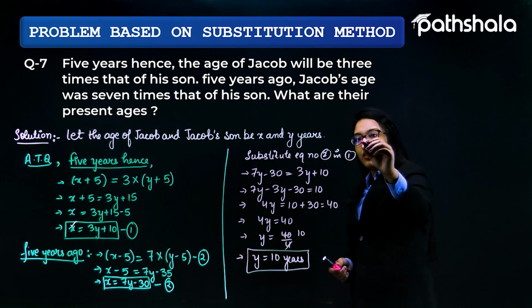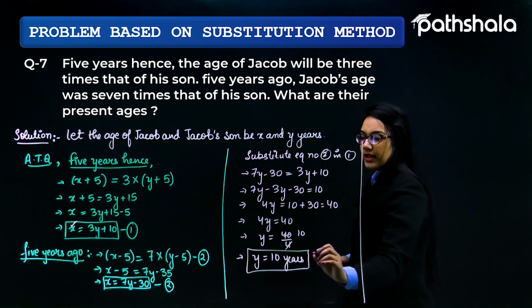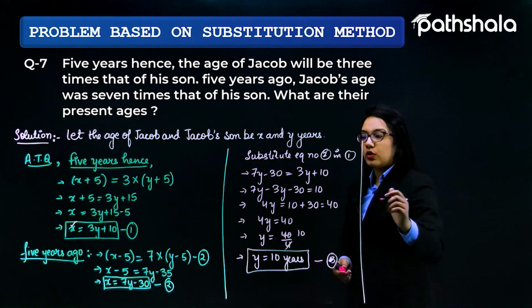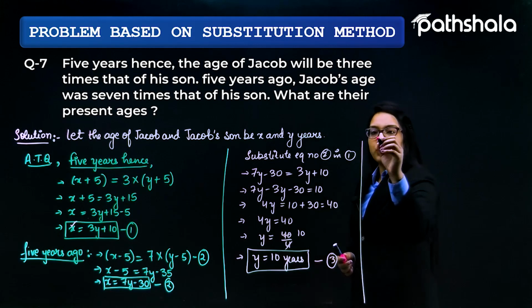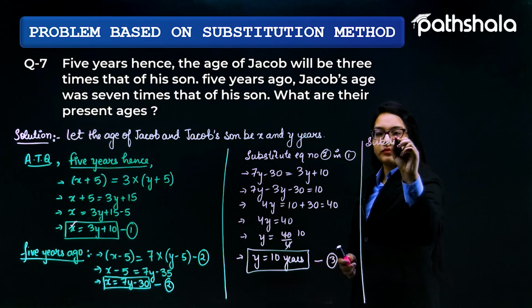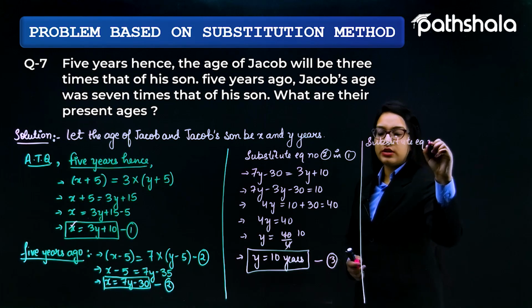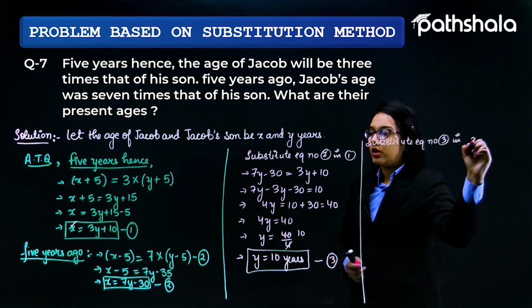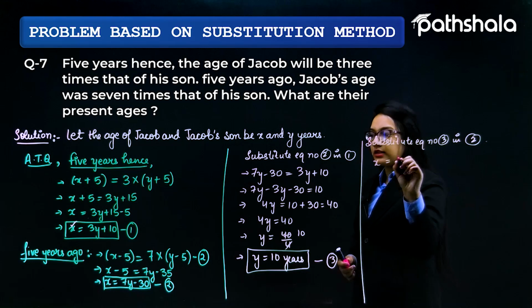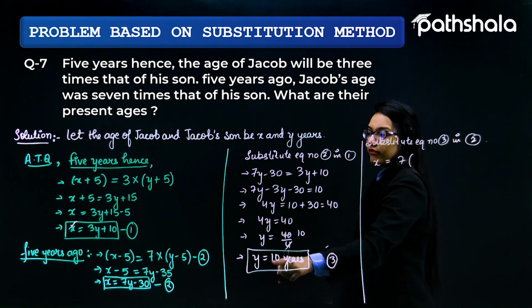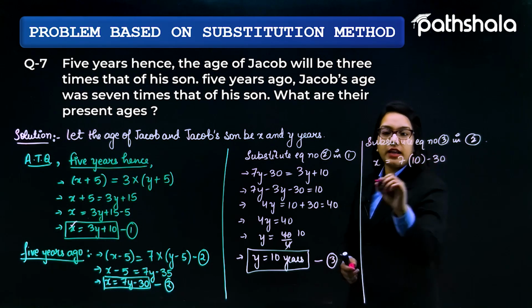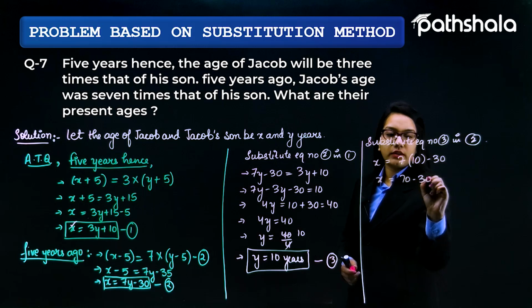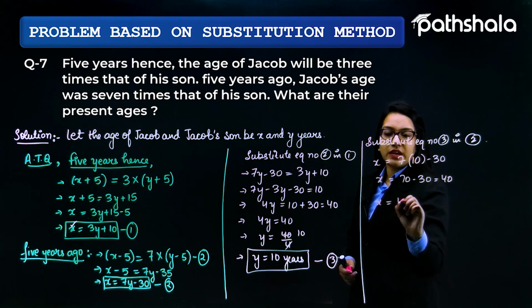Now let's find the value of x. As we know y is 10, let me call this equation 3. Let's substitute the value of y as 10 years from equation number 3 in equation number 2. So we get x as 7y minus 30. Substituting y as 10, that is 7 into 10 minus 30. So x is 70 minus 30, which is 40. So x is equal to 40.